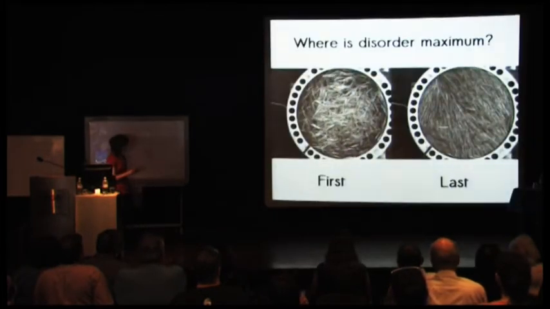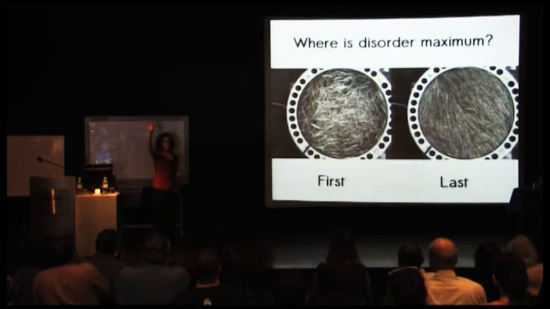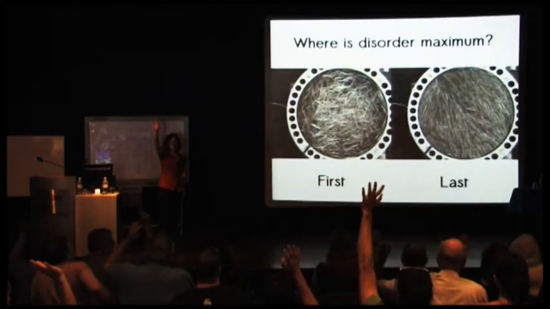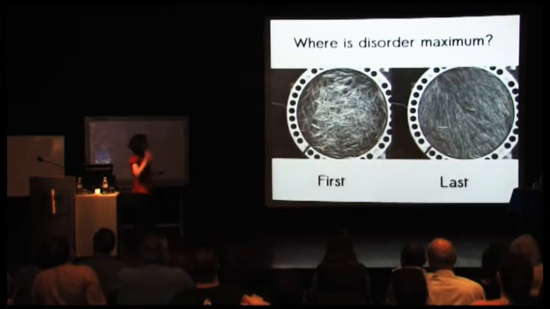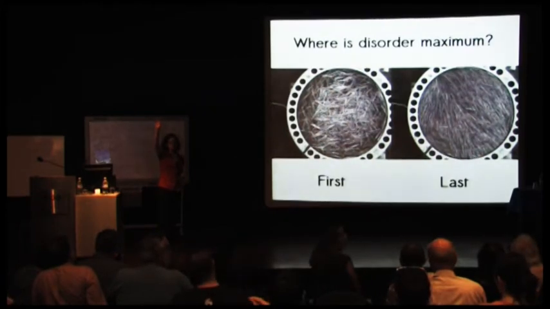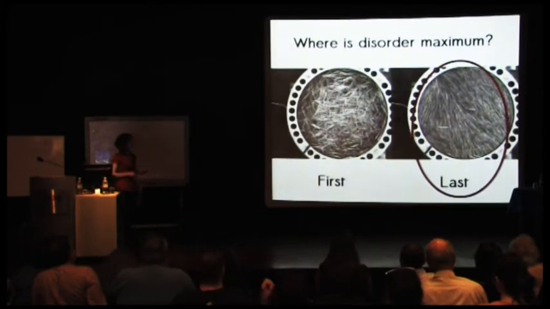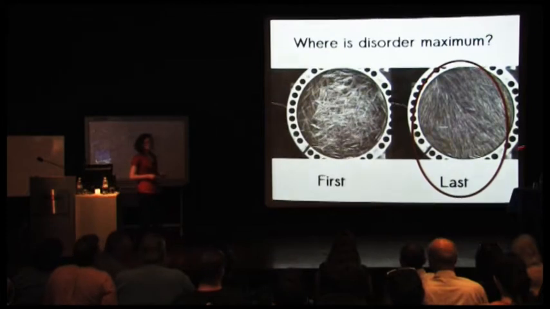Okay, so now, after hearing so many talks about disorder, we can ask the question: which image has the most disorder? Is it the first image or the last image after all the shaking? Shall we take a vote on it? Who thinks that the first image has the most disorder? Okay, a good number of people. And how many people think that the last image has the most disorder? A few brave souls. Very good. The actual answer is that the last image has the most disorder.